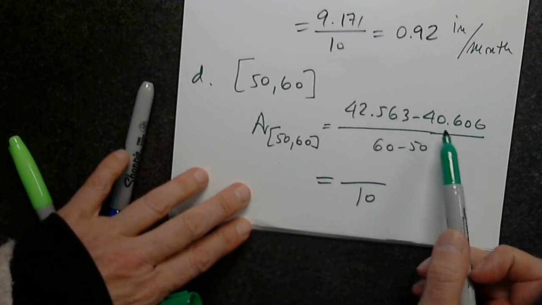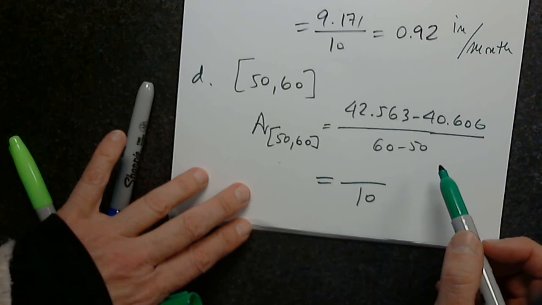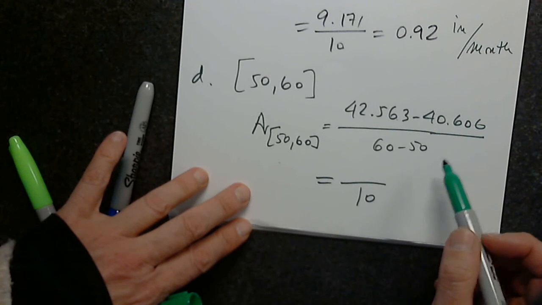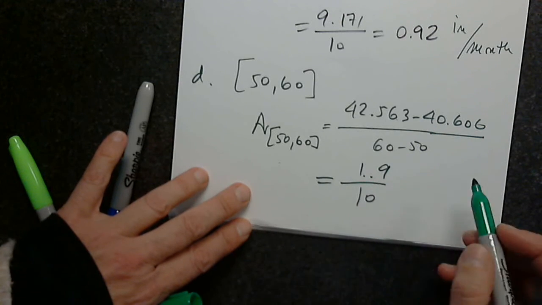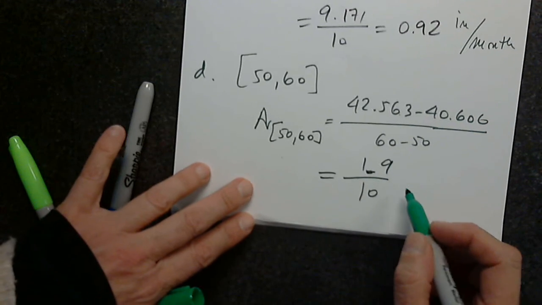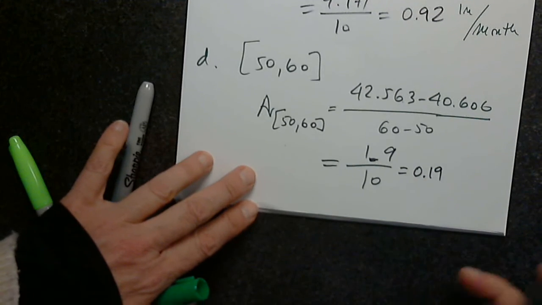Okay, so the denominator is 10. And what we have in the numerator is 1.9 approximately. So this happens to be 0.19. Measurement unit.